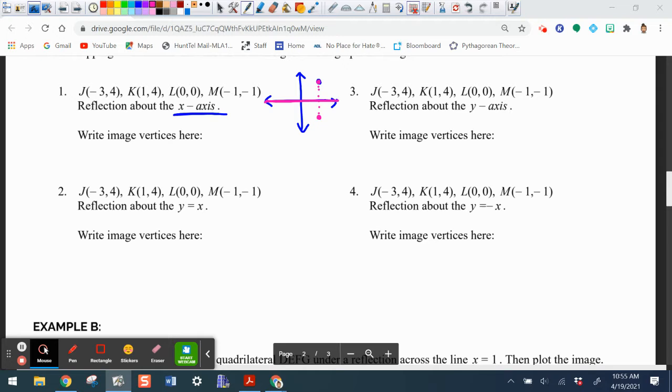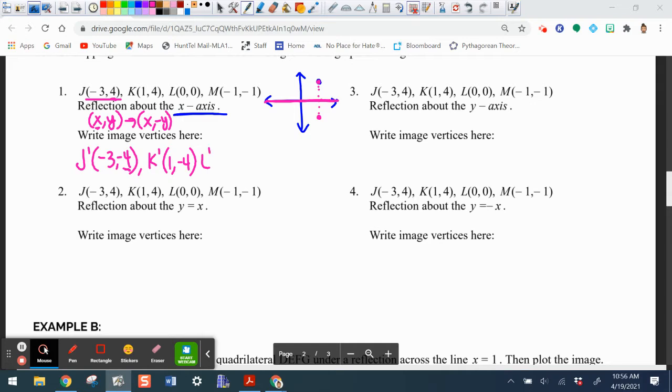So if you notice, the function for reflection across the x-axis is that the x value doesn't change, the y value changes signs, because we're literally flipping it over this horizontal line, so technically flipping it vertically. So that's one way to approach it. If J is located at (negative 3, 4), J prime will be at (negative 3, negative 4). Notice all I did was change the sign of y. So we'll do the same thing with K prime. K is located at (1, 4), so K prime will be located at (1, negative 4).